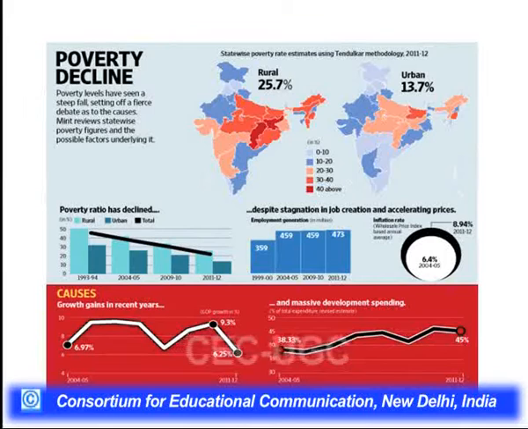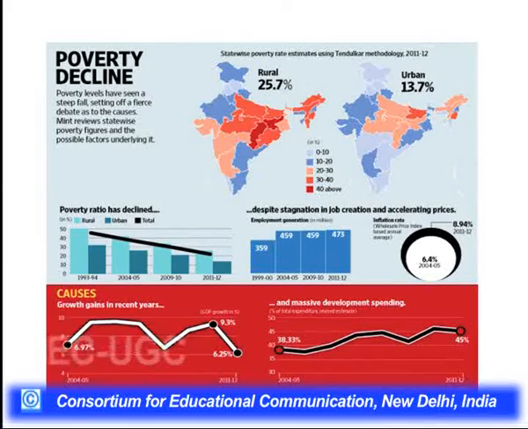But if you see the trend of the last few years, the poverty ratio has declined in rural areas as well as in urban areas. Now you can see almost 25.7% rural poverty and 13.7% in urban areas. I would like to examine two maps of India given here, and you can understand from your own perception that we have less poverty in some southern states like Tamil Nadu, Andhra Pradesh, and even Rajasthan, Haryana, Punjab. These are states on the western side with a lower poverty ratio.